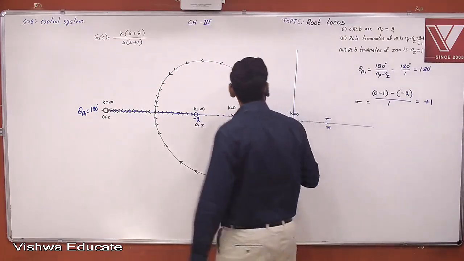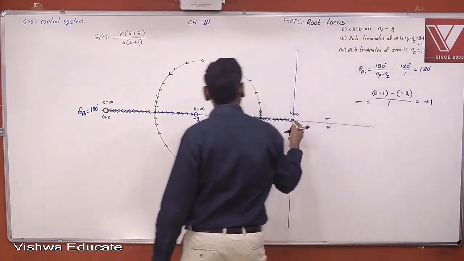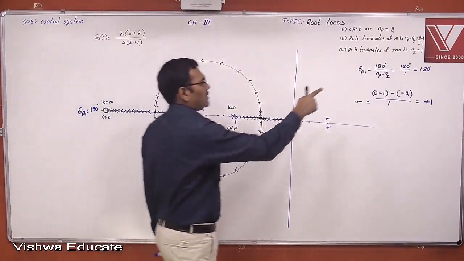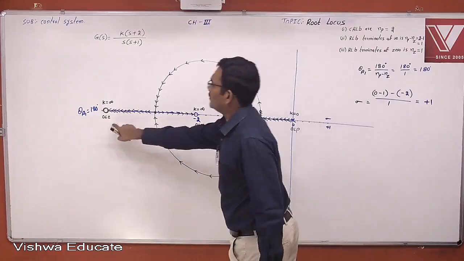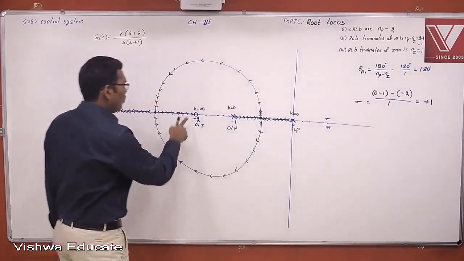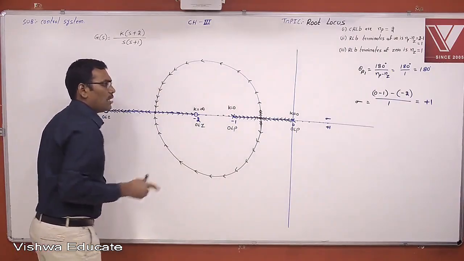Now first you see how many complete root locus branches there are. This is 1 and this is 2. How many branches terminate at infinity? Only 1, this is the only branch. How many branches terminate at 0? At 0 only one branch is terminating. All are matching or not.